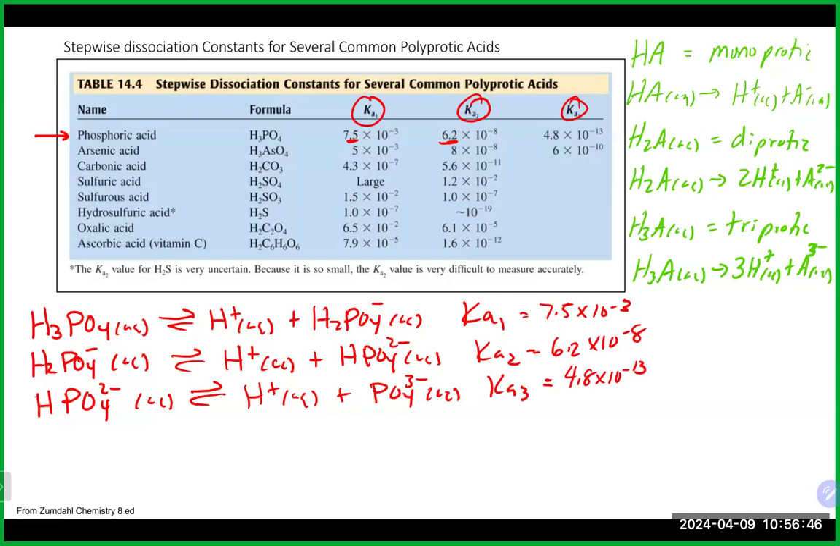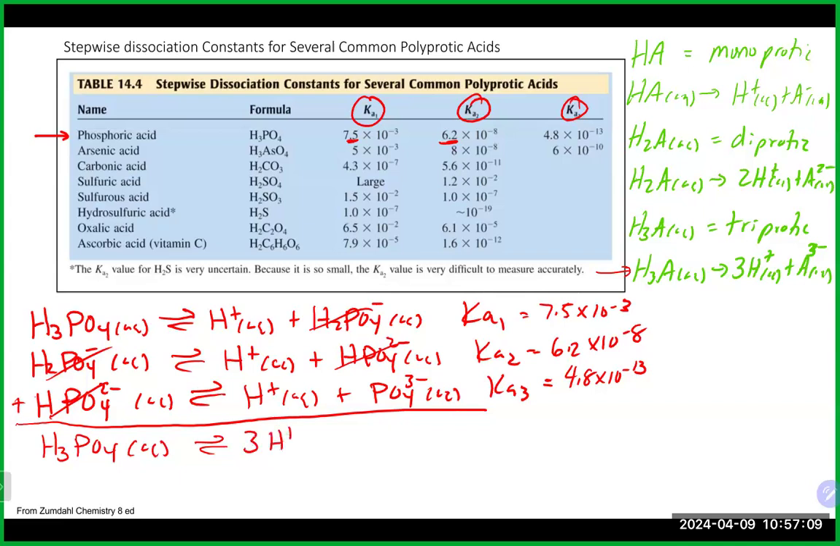A lot of times we look at the overall reaction, and we could get that by adding all these steps together. This one and this one cancel, this one and this one cancel, and we're left with the overall reaction that you oftentimes will look at, which gives away basically 3 hydrogens, 1, 2, and 3, and phosphate. But again, it does happen in this stepwise fashion, as you can see here.